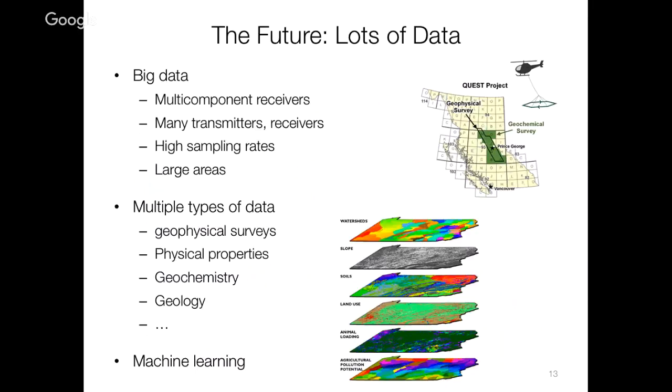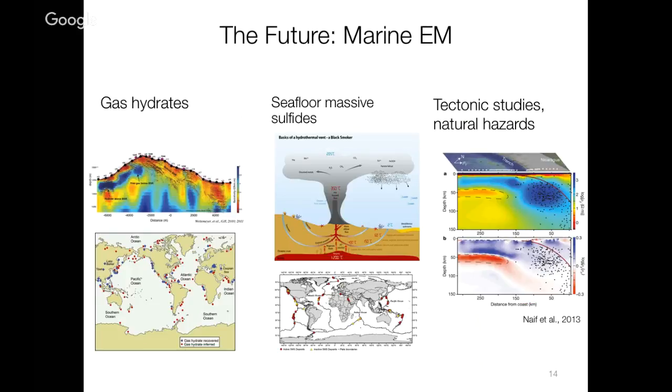Lots of data. These days, what we're seeing is that we need multi-component receivers, lots of transmitters, lots of receivers. You simply cannot do 3D anything without illuminating each pixel from multiple directions, and that means you need basically big data in multiple kinds. Not only geophysical data, physical properties, geochemistry, geology, and eventually maybe putting all that together with machine learning algorithms and making it advanced for it. Marine EM is definitely going to be in the future.